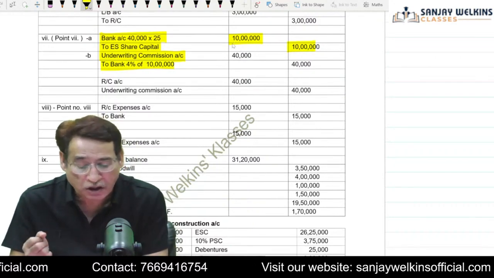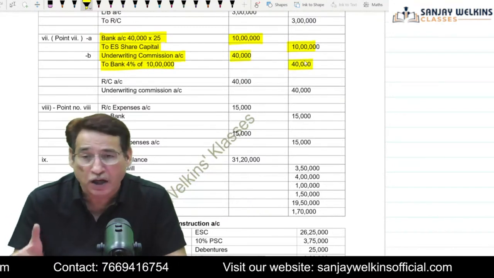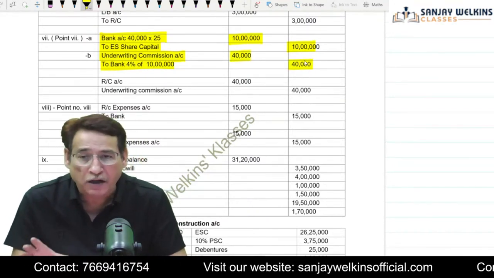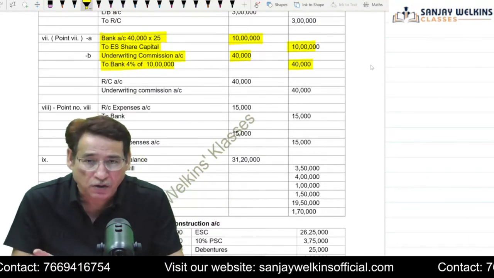Your issue price is 10 lakh. So 4% of 10 lakh will be equal to 40,000. So this will be the entry which you are going to pass: underwriting commission account debit to bank account, that is 40,000, 40,000. Is it clear to you or not?